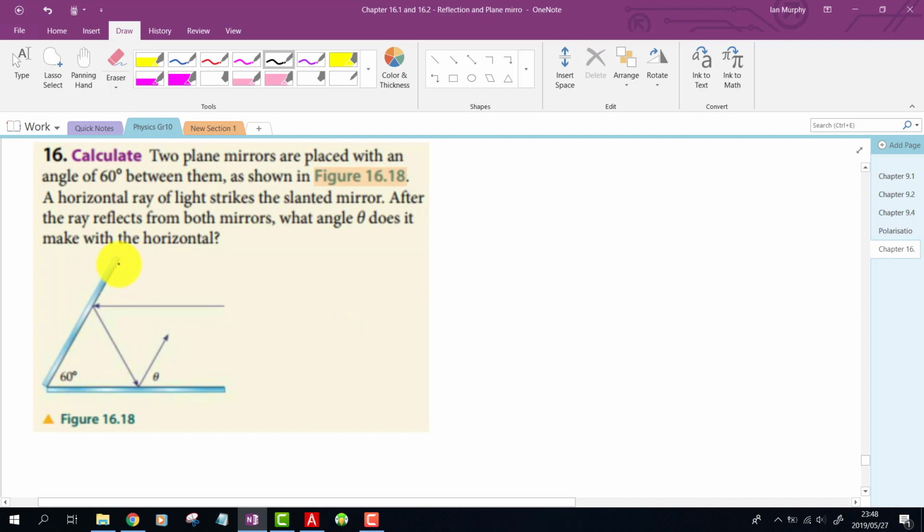Okay, great. So I hope that you drew the setup. I'm just going to slightly extend this line so that they're all crossing. So we start off with this ray right here. Two plane mirrors placed at 60 degrees, so that's what that 60 represents over here, and a horizontal ray of light. This horizontal ray of light means we have a light coming in like that. Now we want to find theta.